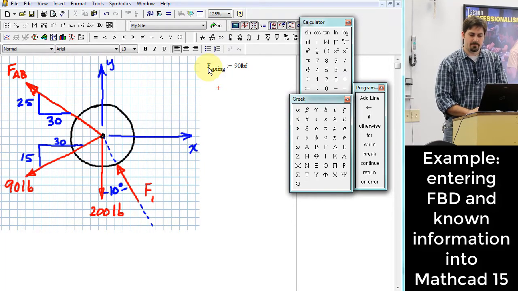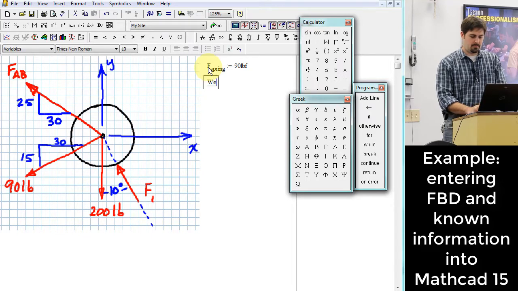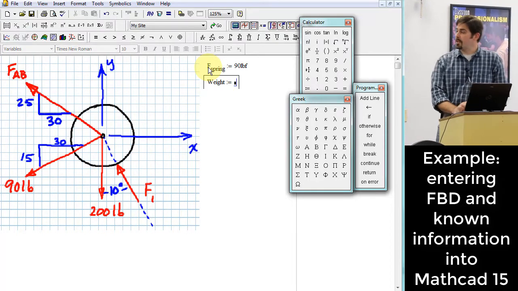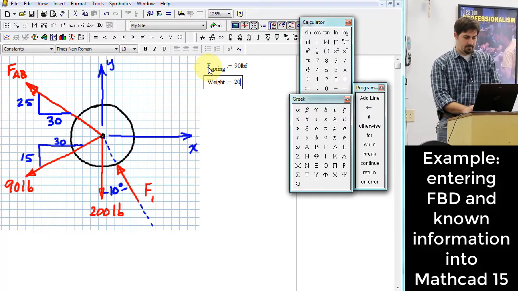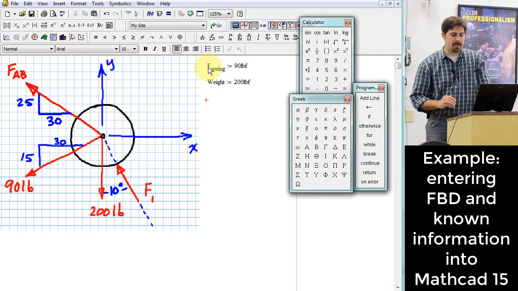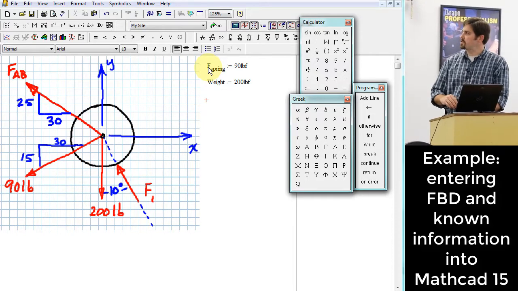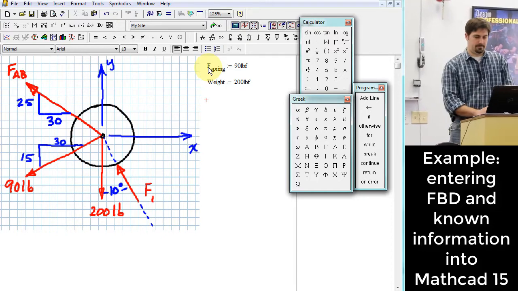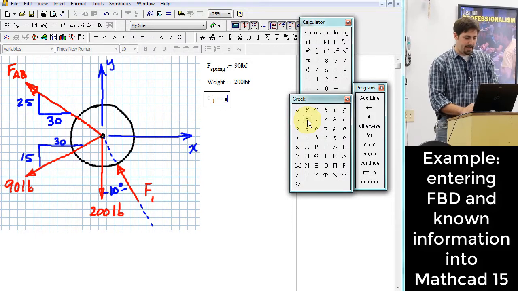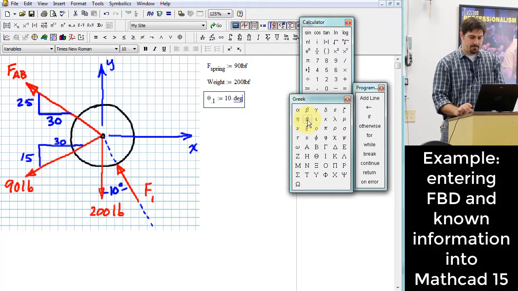What's another parameter? Okay, yeah, that is one of the things we're trying to find. We don't know that yet, though, right? One thing we do know is the weight. So I'll name a variable weight and call it 200 pounds. What else do I know? I know that angle there, so let me name it theta 1. And I'm going to call that 10 degrees.